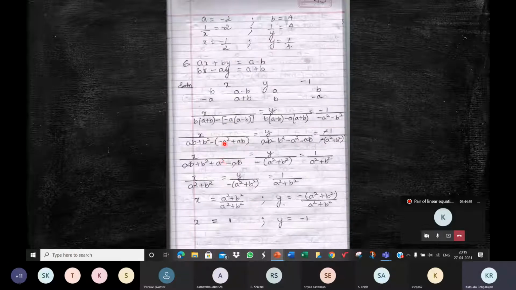And then below, when you multiply these terms with the minus outside, that gives you plus A squared and minus AB. See, minus into minus is plus, minus into plus is minus. So that way we remove the brackets.